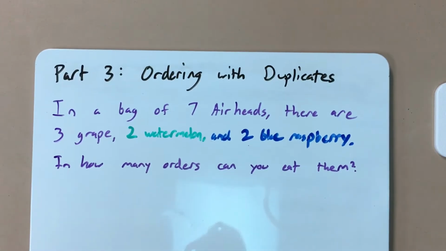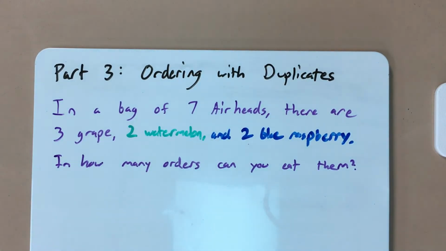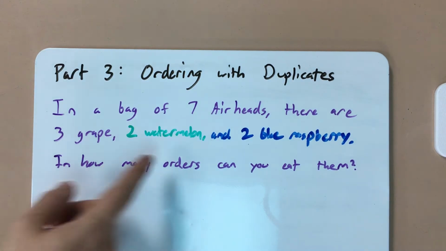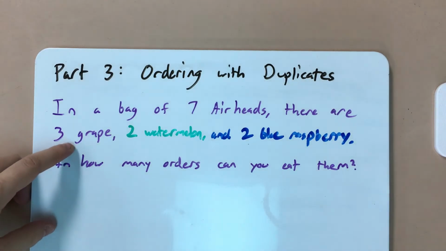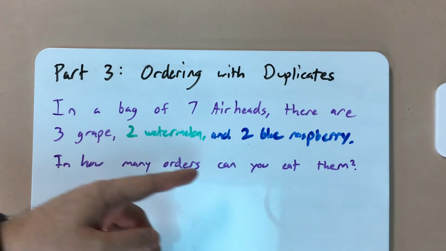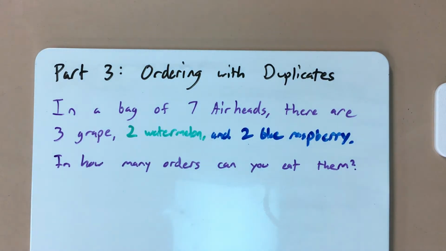So finally, we come to the third idea within permutations, and that's the idea of ordering a whole bunch of items when you know that there are actually some duplicates within that set of items. So the first example I give is a bag of 7 Airheads, where we get 3 grape, 2 watermelon, and 2 blue raspberry. And we're trying to figure out in how many orders we can eat them, assuming that all the grape ones are exactly the same, all the watermelon ones are exactly the same, and both of the blue raspberry ones are exactly the same.